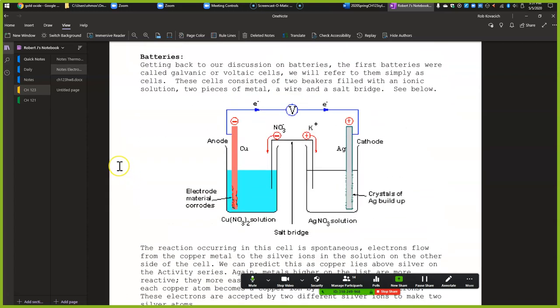So the only way this works is if in this container here on the right, there are silver ions. Okay? So that's why it says silver nitrate solution. And over here, there's a copper nitrate solution, which is why this is, well, copper 2 nitrate, which is why this is light blue colored.